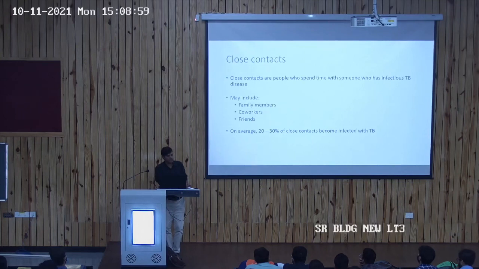So close contacts are people who spend time with someone who has infectious tuberculosis disease. It may include family members, co-workers or friends. On average, 20 to 30% of the close contacts become infected with tuberculosis.